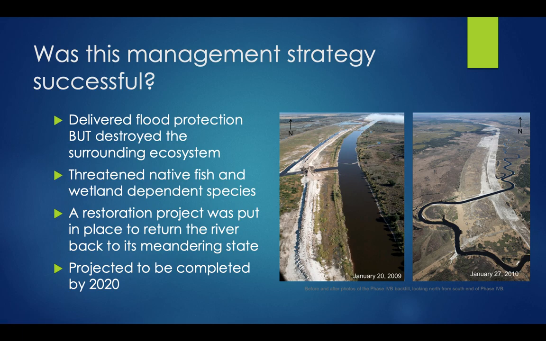Overall, I would deem this management strategy to be unsuccessful for the Kissimmee River, as it destroyed the surrounding ecosystem.